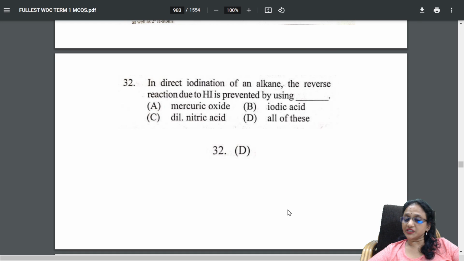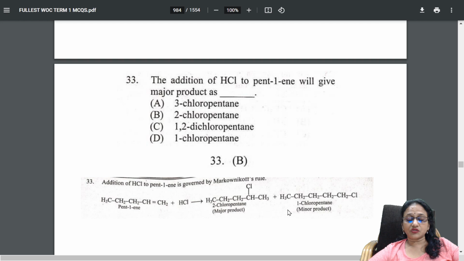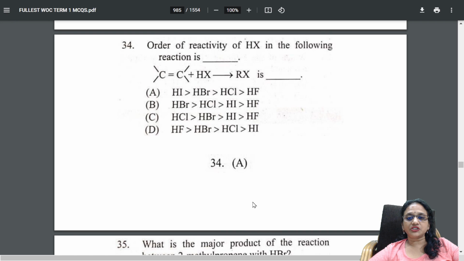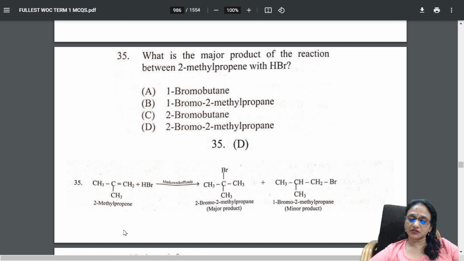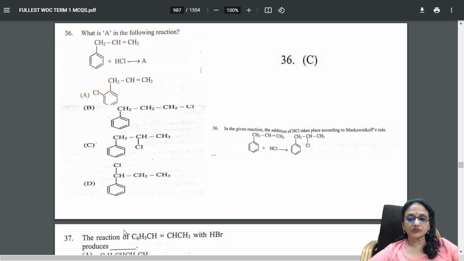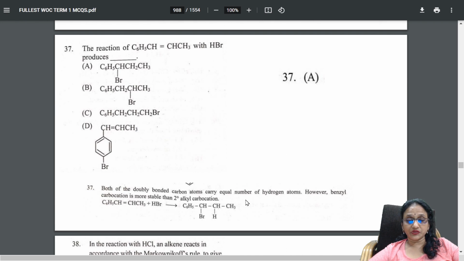You still have 3.5 days' time. You can learn directly. What happens according to Markovnikov's rule? What is the major product? The highly substituted product. Correct? Like that, reactivity of HX, reactivity of HBr with unsymmetrical alkenes following Markovnikov's rule. A few questions are asked like this, like the reaction of HCl with an unsymmetrical alkene. I have given the answer immediately here with the paragraph.